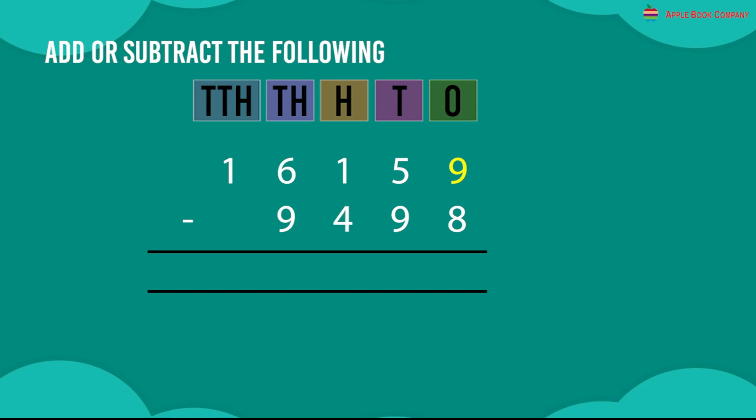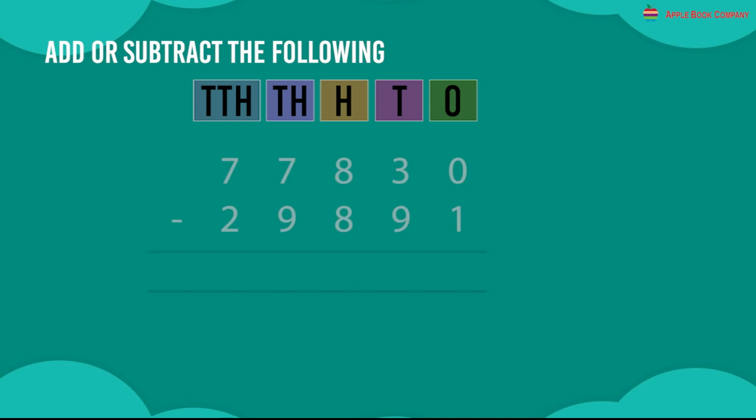Let's look at one subtraction example. Start from ones. 9 minus 8 is 1. Since 5 is less than 9 on tens, carry 1 from hundreds. So 1 becomes 0 and 5 becomes 15. 15 minus 9 is 6. Since 0 is less than 4, carry 1 from thousands place. 6 becomes 5 and 0 becomes 10. 10 minus 4 is 6. Since 5 is less than 9, carry 1 from 10,000 place. 1 becomes 0 and 5 becomes 15. 15 minus 9 is 6. Therefore, the number is 6,661.